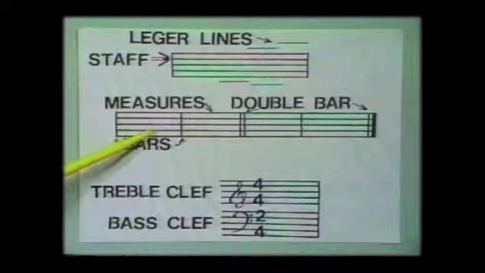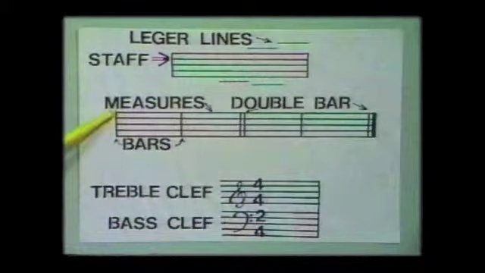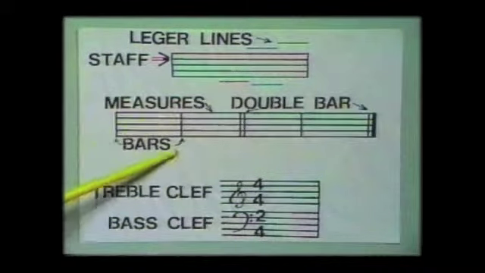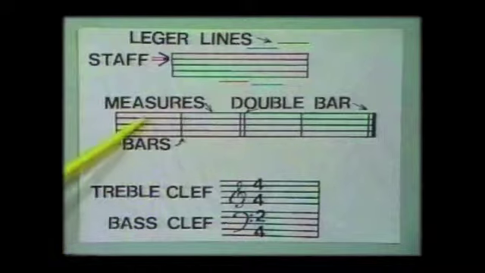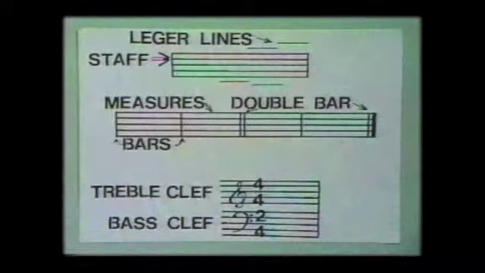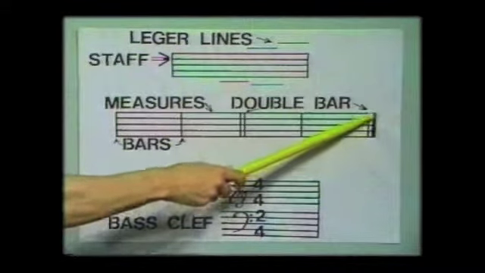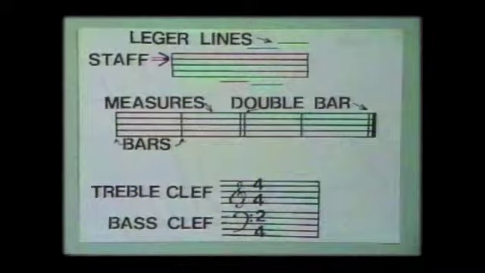Here we have what are called measures. Each area here is a measure. A measure is divided by what we call bars. Sometimes people call these bars just sort of at random, but technically these are called measures. These are the bars that separate the measures, and these are double bars. Double bars are usually used to denote the ending of a piece, particularly the one with the large double bar and the small double bar.